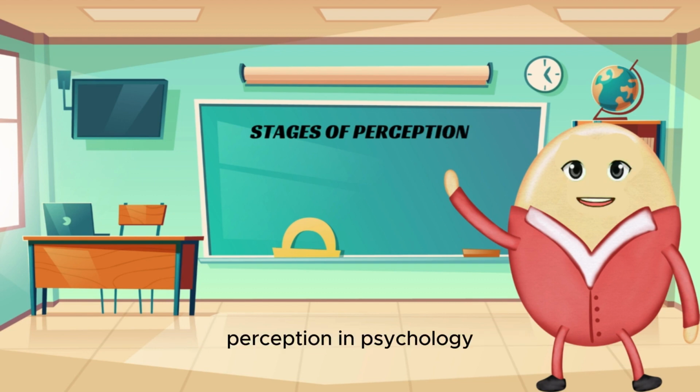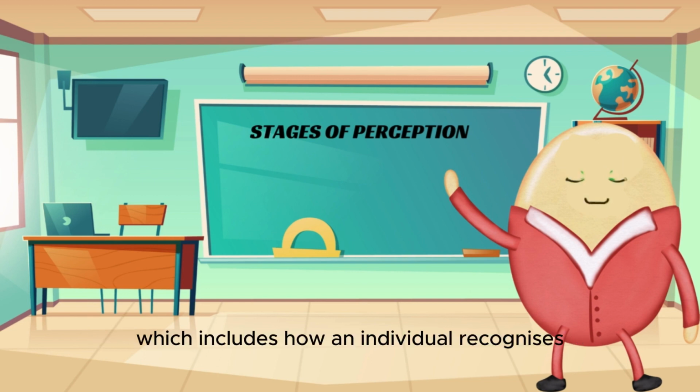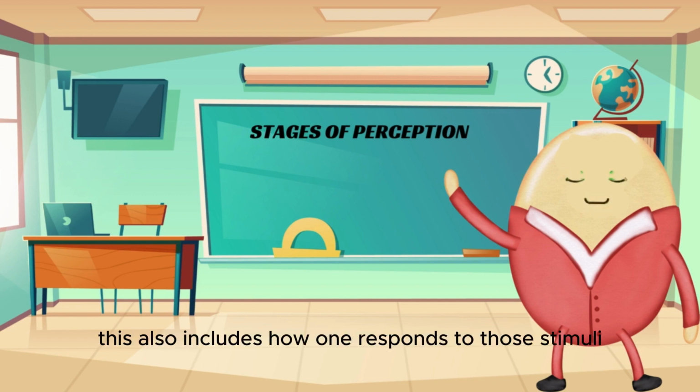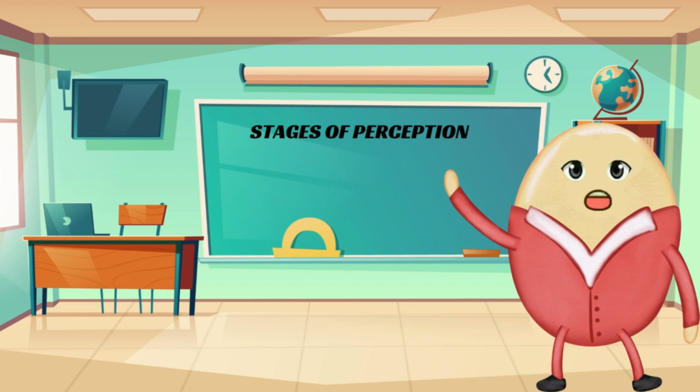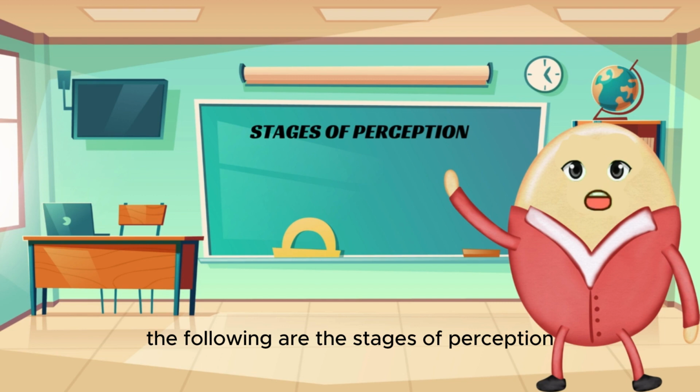Perception in psychology can be defined as the sensory experience of the world, which includes how an individual recognizes and interprets sensory information. This also includes how one responds to those stimuli. Perception includes the senses: vision, touch, sound, smell, and proprioception. The following are the stages of perception.